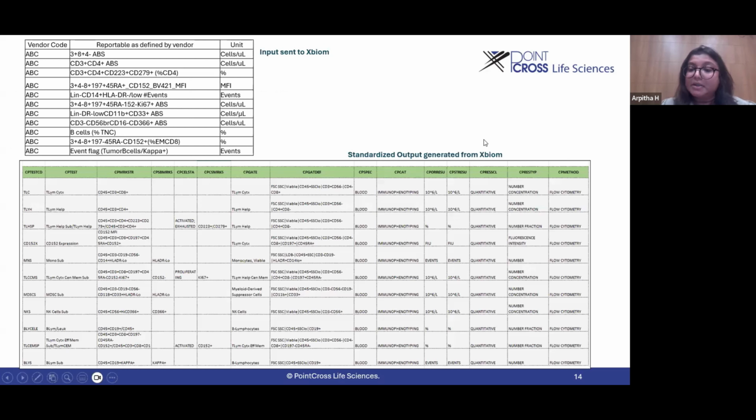So this is a screenshot of what kind of inputs go to XBiome with respect to the float data: the string of markers and the unit of measurement. When this information is sent, it undergoes a standardization process and generates the CP domain as per CDISC compliance. So this output generated by XBiome is ready to use for your regulatory use, as it aligns with the compliance and the guidelines as defined.